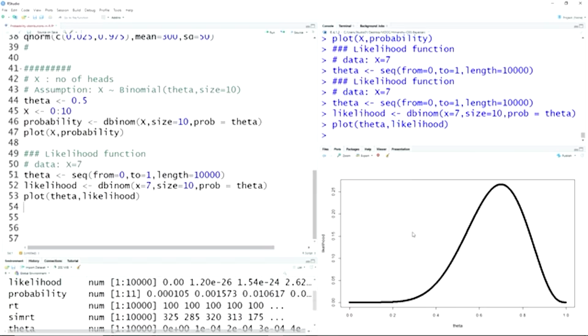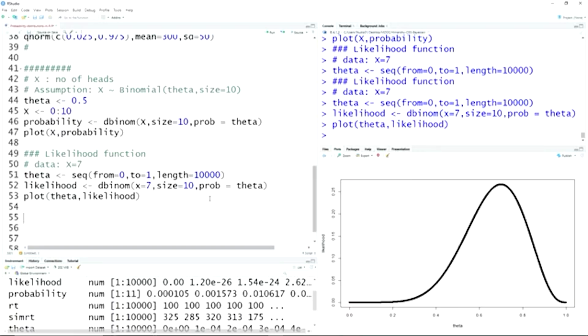When you assume that your data comes from a binomial distribution with underlying probability of success theta, and you observe that the data is x equals 7, then this is the likelihood function, which tells you which values of theta are more likely to generate this data x equals 7, and which values of theta are less likely. For example, values less than 0.2 are almost unlikely to generate this data. Values near 0.7 are most likely to generate this data. Values around 0.4 are very much less likely to generate this data, right? This is what the likelihood function tells you.